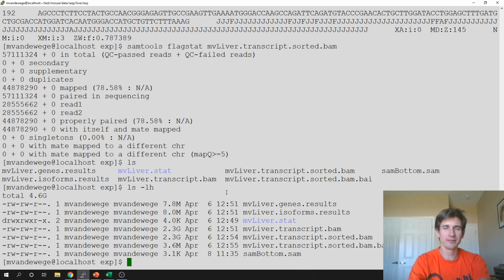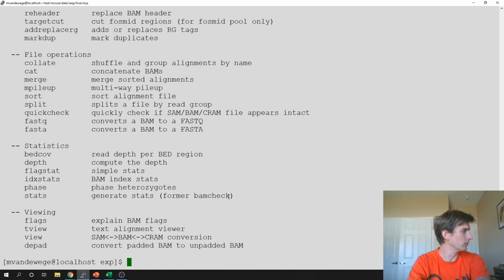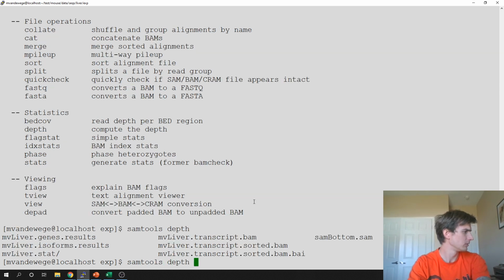Moving on to actually look at the output of RSEM, which counts the number of reads that map to each gene. Before I talk about that, one last SAM tools option is the depth option. For any given base, it tells us how many reads map to that specific base. So if I run samtools depth on the transcripts BAM.